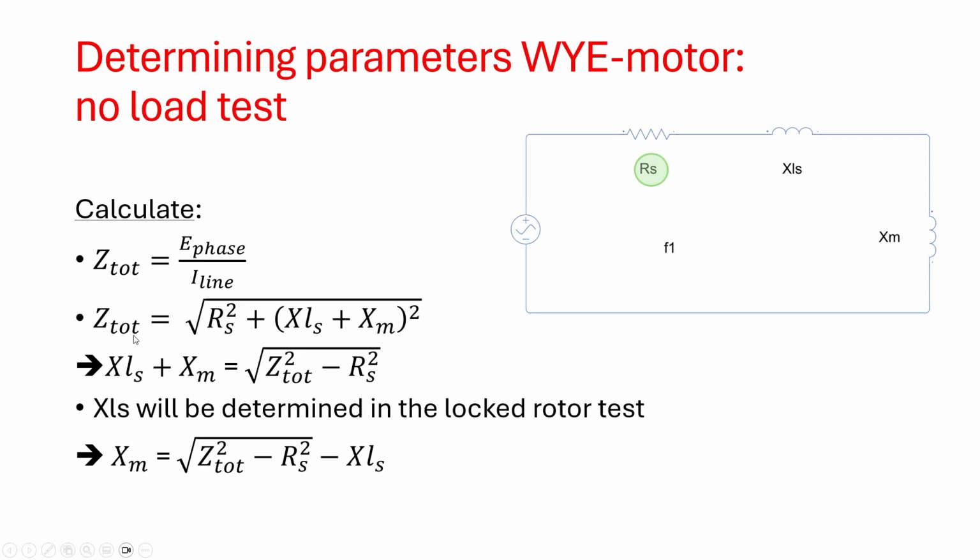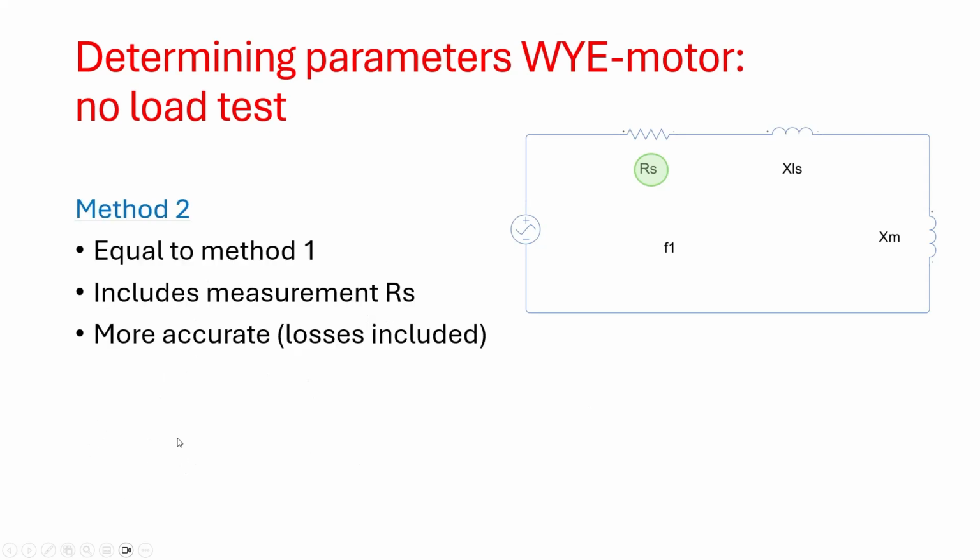We also know that the total impedance of this circuit is equal to RS squared plus the summation of XLS plus XM squared, and then the square root out of that summation. So now we can calculate the summation of these 2 reactances. So XLS plus XM is the square root of Z total squared minus RS squared. During the locked rotor test we will determine XLS, and when we have that XLS we can calculate XM. So after doing the locked rotor test, we can also calculate that XM.